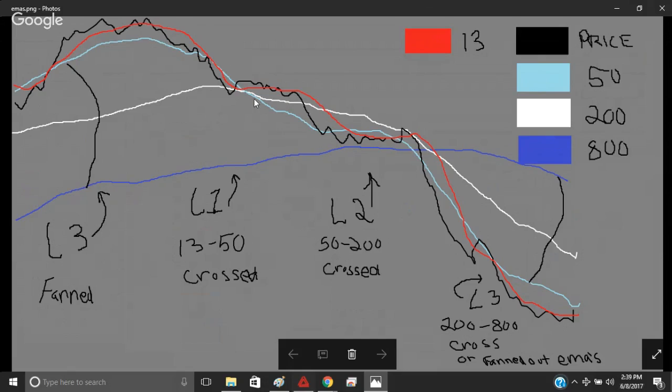If the 13 and the 50 are crossed over, your level 1 is confirmed. If the 50 and the 200 are crossed over, like they are here, your level 2 drop is confirmed. If they're all crossed over like this, and you can count these out in order, then it is confirmed that you are in level 3. Because the EMAs are crossed doesn't mean exactly that you're in that level. You're going to say you're in that level after you see this.